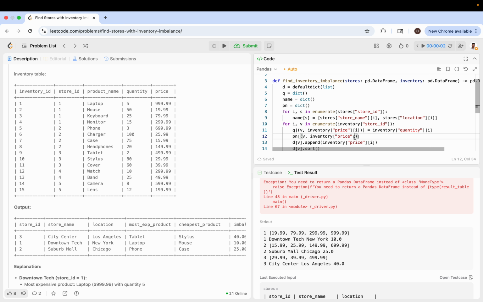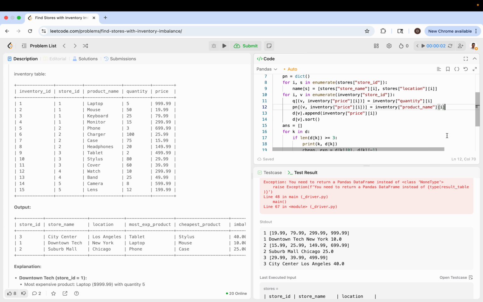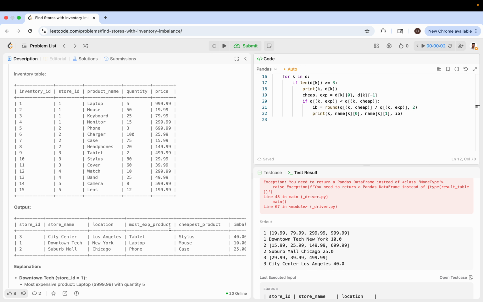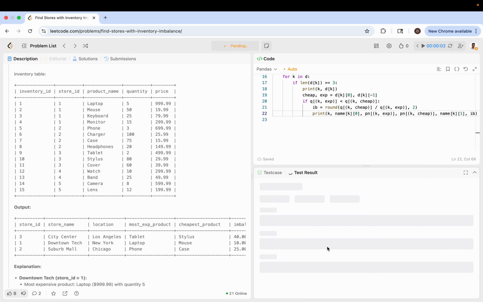So that's going to be the combination of the primary key, 2 columns together, are equal to the product name. So inventory, product name of i. And then we can just get the most expensive, and then the cheapest. So most expensive would be PN of k, and I think it's expensive. And then PN k cheap for the cheapest. Let's print this.